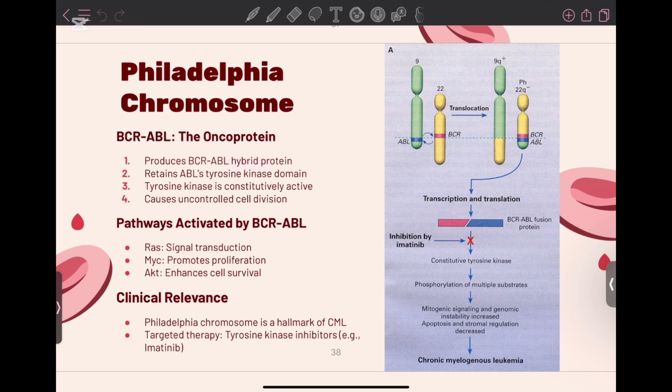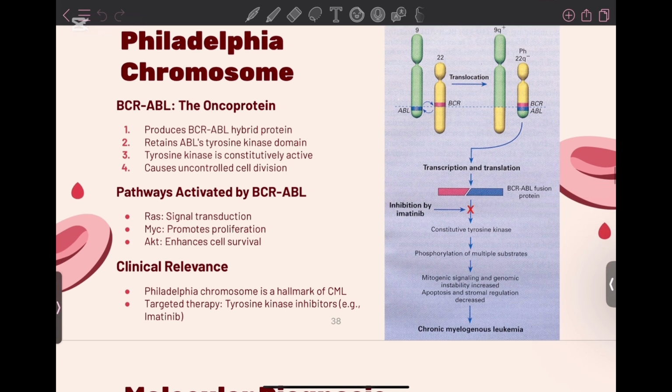Despite the fact that ABL translocated from chromosome number 9 and went to chromosome number 22, it still retained its ability to code for the tyrosine kinase domain. And as a result, the tyrosine kinase is constantly active, and the cell is going to undergo uncontrolled cell division. Now, there are several pathways that would lead to the activation of this BCR-ABL.